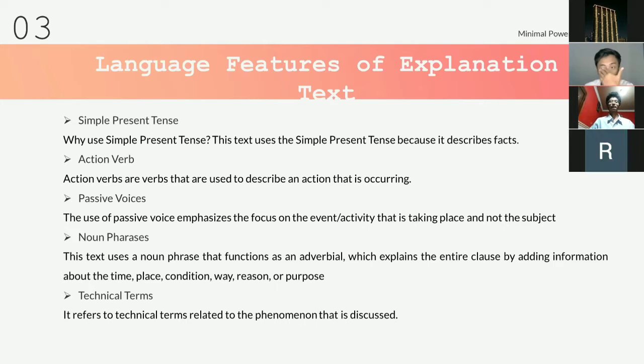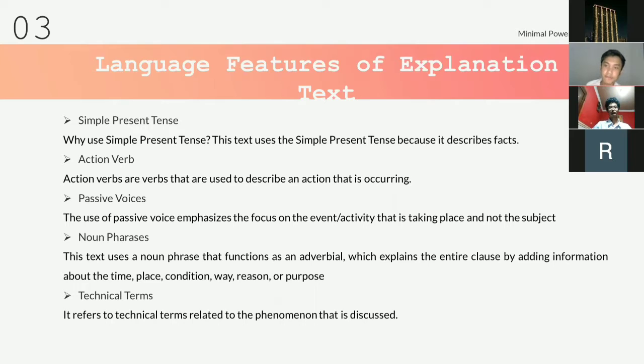Let's take a look at its examples. The first one is, they produce laser for cosmetic and surgery. The second one, the software executes thousands of lines of codes. And the third one, the Queen of England lives in Buckingham Palace.